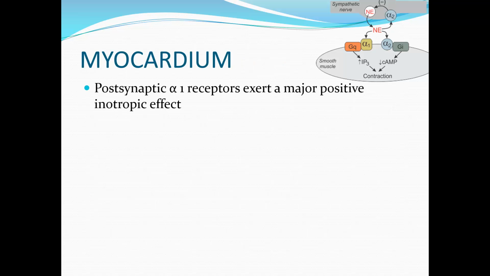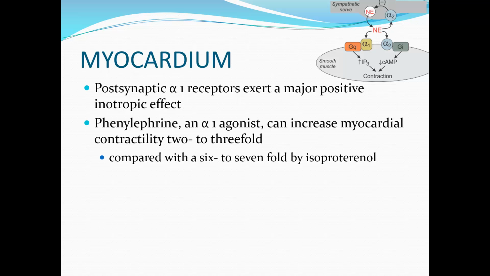What about myocardium? Postsynaptic alpha 1 receptors result in a major positive inotropic effect. So they increase the contractility. Phenylephrine and alpha agonists can increase myocardial contractility 2 to 3 fold, and this is primarily from studies in vitro. But this 2 to 3 fold in vivo is not significant enough for us to call phenylephrine an inotrope.